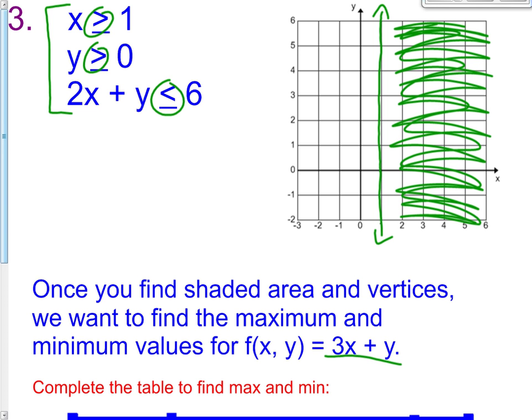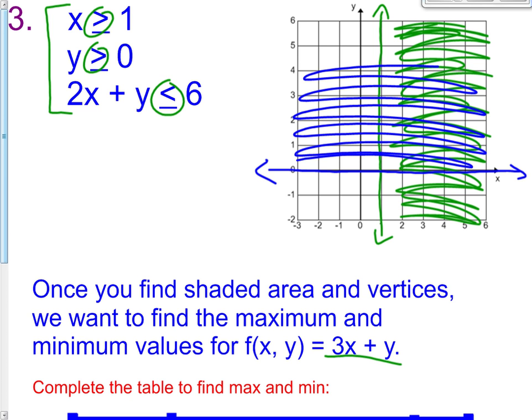Our next one is y is greater than or equal to 0. So if y is greater than or equal to 0, that's a horizontal line, and it's at 0. So it looks like that. And now it's everything that's greater than or equal to it, so that means it's shading everything above the line. So there's that one.